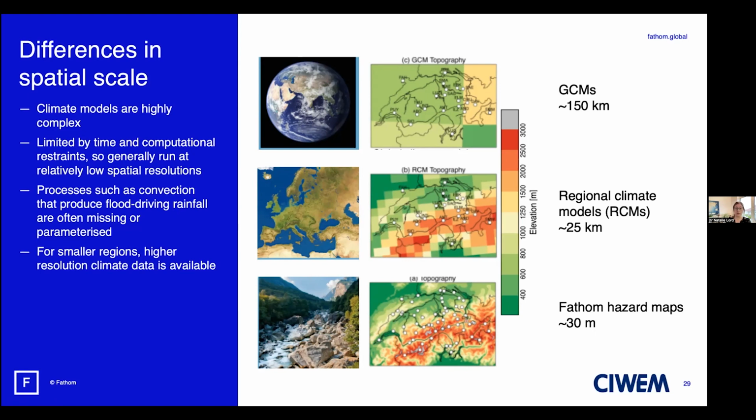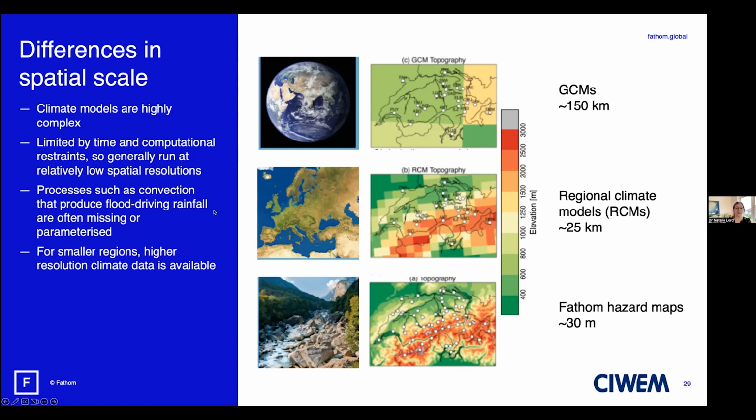But at the bottom, there's the 30-meter resolution of our flood hazard maps, which includes much more spatial detail and smaller scale features. Other processes which are important for extreme rainfall in many regions, such as convection, are also parameterized in global climate models rather than being physically represented, as this would require spatial resolutions of a few kilometers. These very high resolutions aren't currently practical on a global scale, but on regional scales, these processes are starting to be physically represented in climate models.